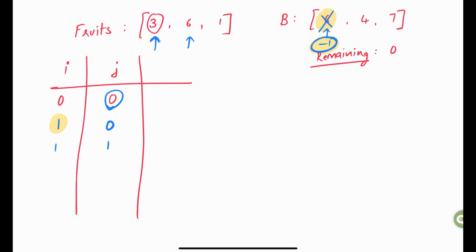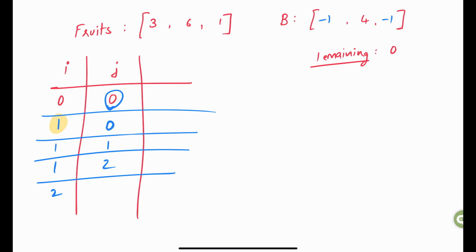i is pointing at 6, j is pointing at 4. As 6 is greater than 4, we cannot place it, so we'll increment our j pointer. Now j is 2, i remains as 1. Fruit quantity is still 6 and the basket size is 7. As fruit quantity is less than the basket size, we'll place it there and mark it unavailable. Incrementing the pointers for the next run, i will be 2, j will be 0. As the basket at the 0th position is not available, we'll increment j to 1. With i equal to 2 and j equal to 1, the fruit quantity is 1 and the basket size is 4. As 1 is less, we can place it over there and mark that as unavailable.